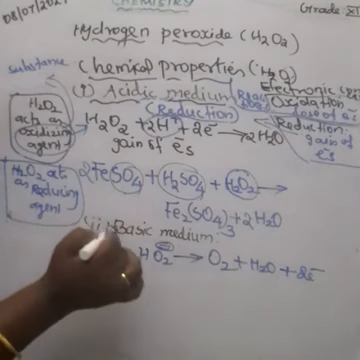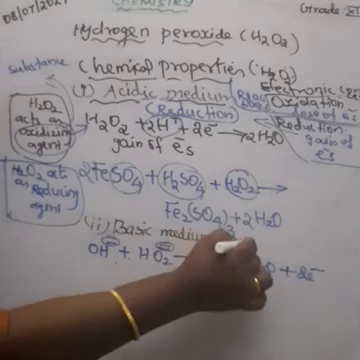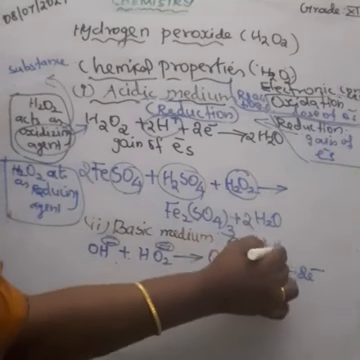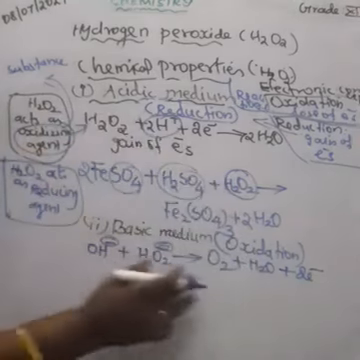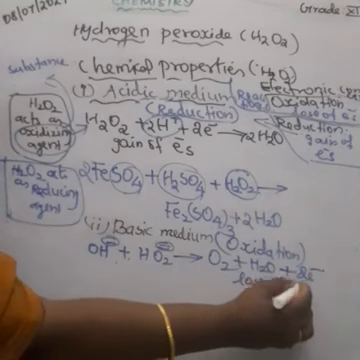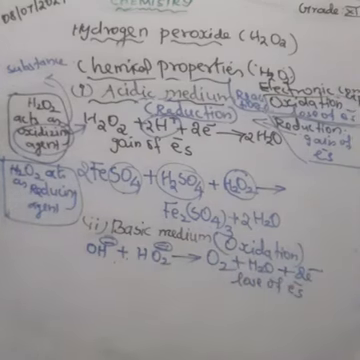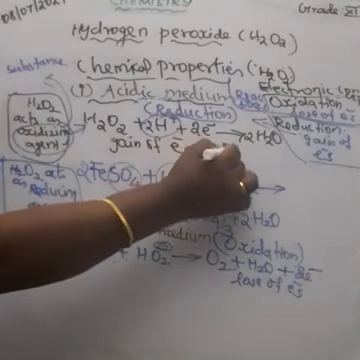In basic medium, which type of reaction takes place here? Oxidation. In acidic medium, which type of reaction takes place? Reduction, because there the gaining of electron takes place. But in the basic medium, oxidation takes place because here loss of electron takes place. Loss of electron means oxidation. Understood? And what is the potential? This is the potential difference for the acidic medium. E0 value is equal to plus 1.77 volt.